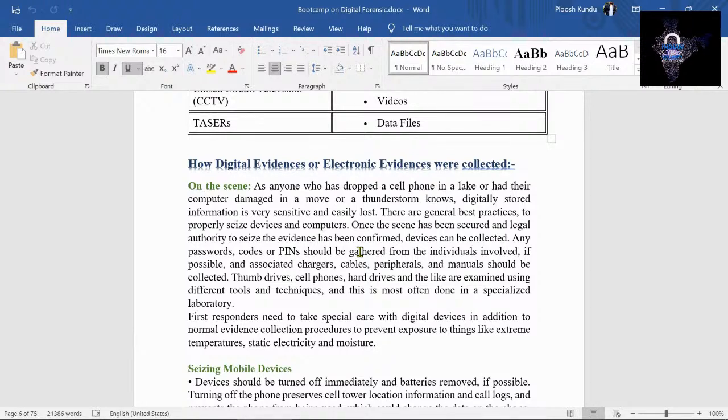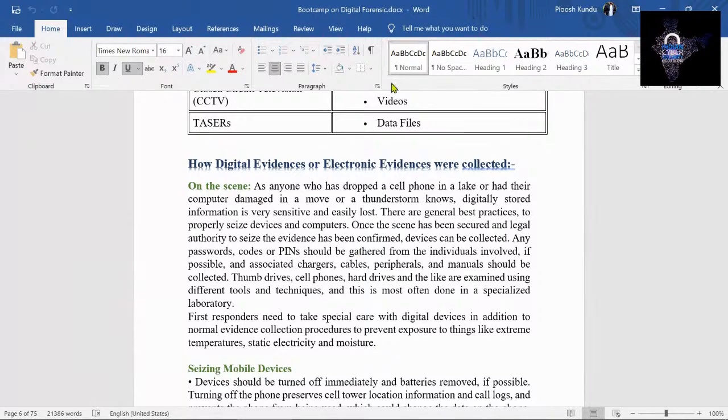Once the scene has been secured and legal authorization to seize the evidence has been confirmed, the devices are collected and any password, code, or PIN should be gathered from the individual involved. If possible, chargers, cables, peripherals, and manuals should be collected. Thumb drives, cell phones, and hard drives are examined using different tools and techniques, often in a specialized laboratory. First responders need to take special care with digital evidence, in addition to the normal evidence collection procedure, to prevent exposure to extreme temperature, static electricity, and moisture.